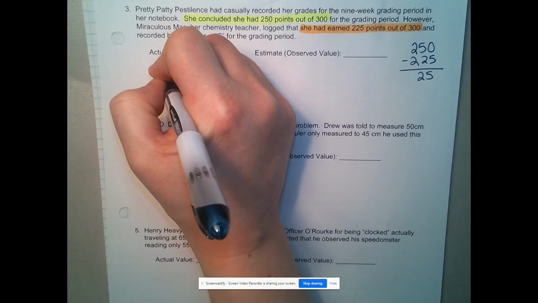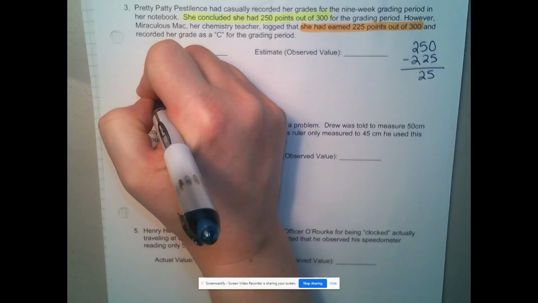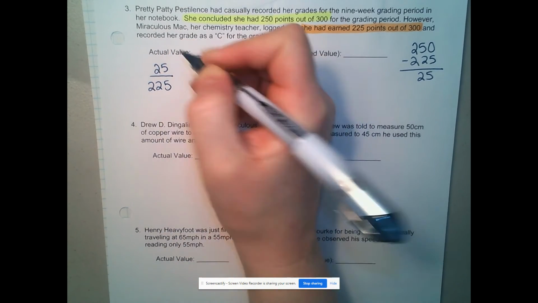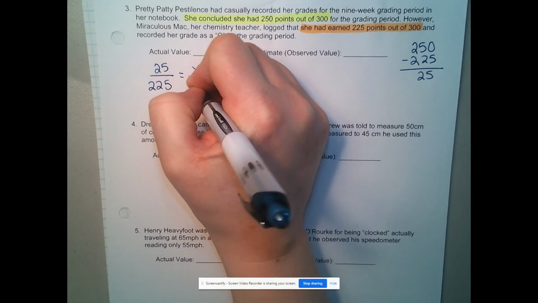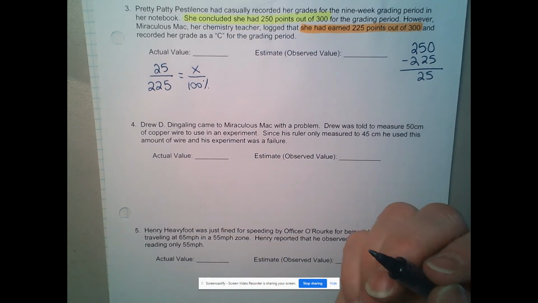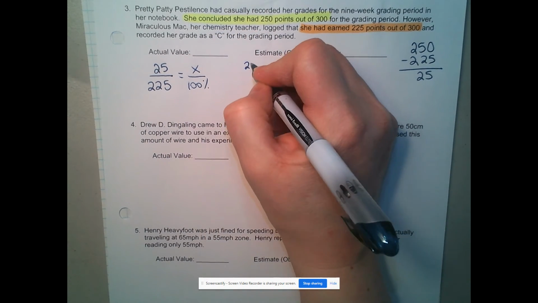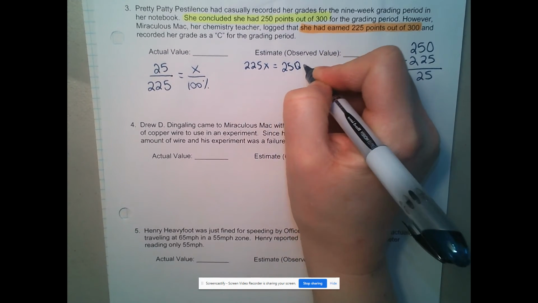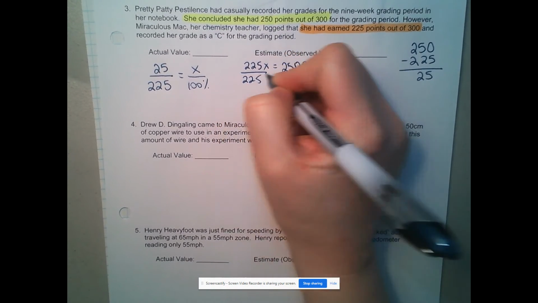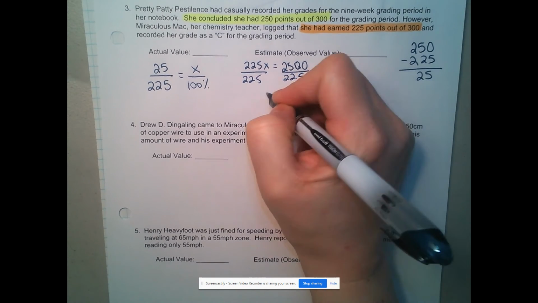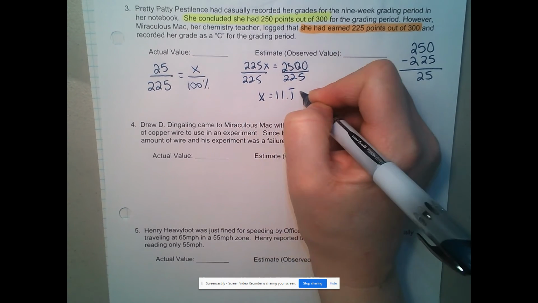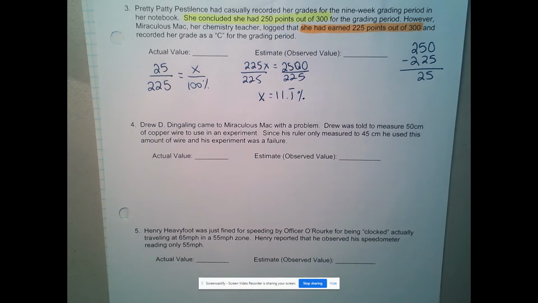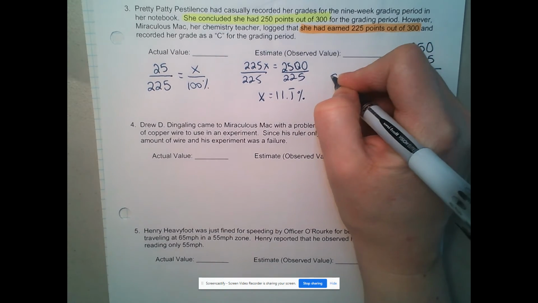So she was off by 25 points, and the actual score that she got was 225, x over 100%. So we would cross multiply 225 times x equals 25 times 100, so 2,500. Divide both sides by 225, and we're going to get x equals 11.1 repeating percent. That's a lot. I mean, think about your grade. Think about if you thought you were getting a 90 and all of a sudden you found out you're getting a 79.